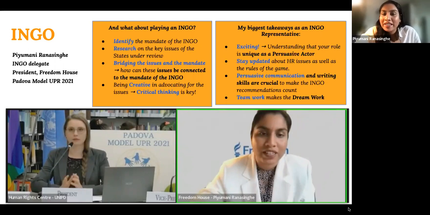And at the same time, I had a great team member, Kalpani, and it really made the dream work. But the one takeaway for me, if anyone wants to be an INGO, is to be present throughout the UPR events, even if you are not going to be a part of some of the sessions. Just make sure that you attend each and every event, because your participation really counts when you are finally being selected for awards, and it also gives you a more fruitful experience with the whole UPR cycle. So that's what I had to share.